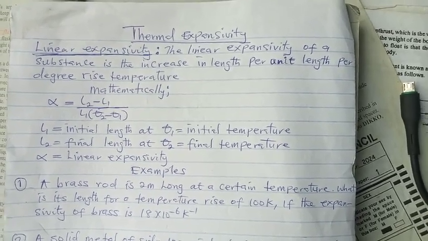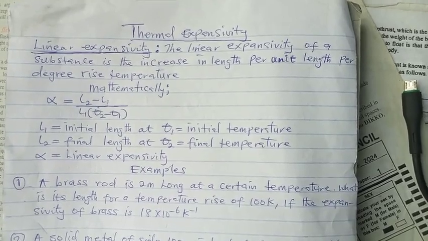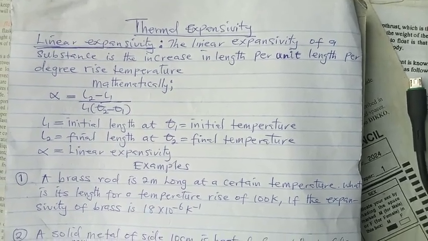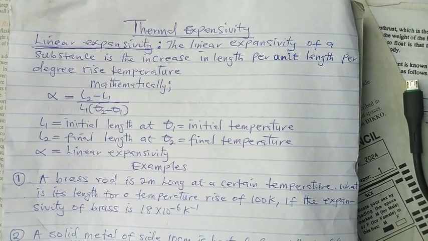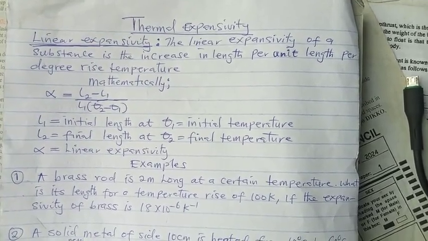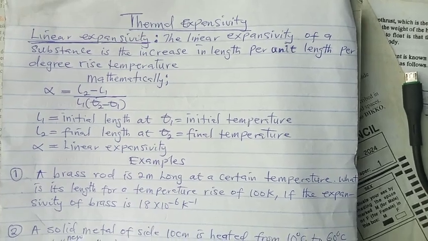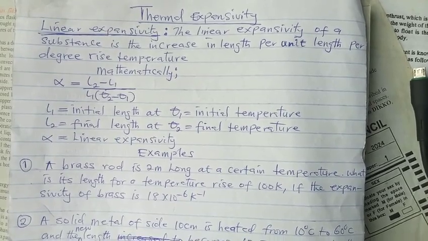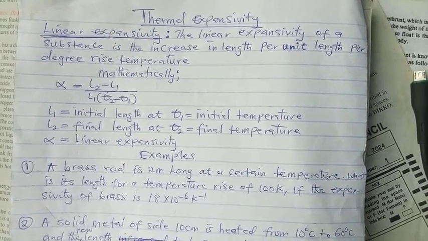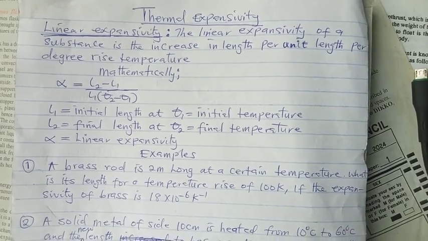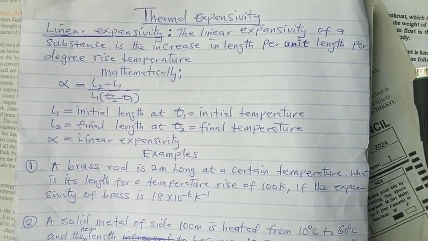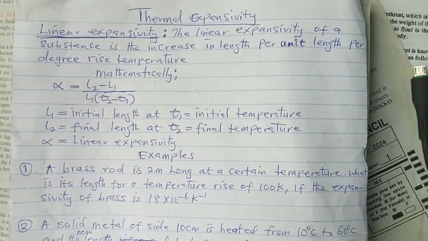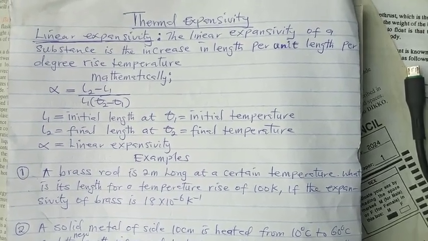And we talk about linear expansivity. Linear means in a straight line, in a straight form. So there are linear expansivity, area expansivity, and volumetric or cubic expansivity. But we're going to talk about linear expansivity, which involves the increase in length of a substance per unit length per degree rise in temperature. So you can see that for every degree rise in temperature, the length of a material will definitely increase. So that is why we are having this linear expansivity.